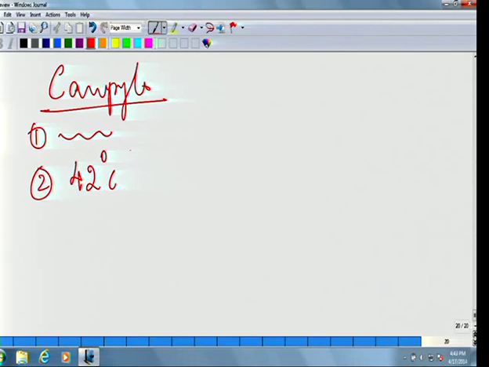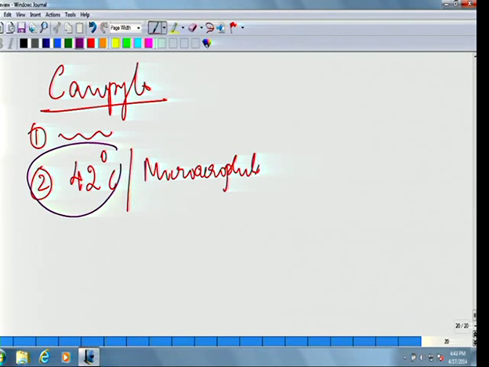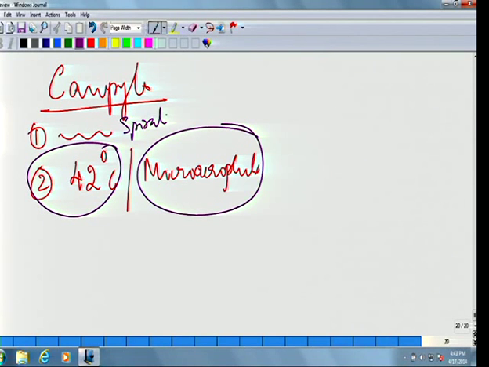42 degrees Celsius and microaerophilic, and anything else? These are the 2 most commonly given characteristics. 42 degrees is its optimum temperature, and the fact that it is microaerophilic, and the fact that it is a spiral bacteria. Okay, these 3 characteristics are distinct.